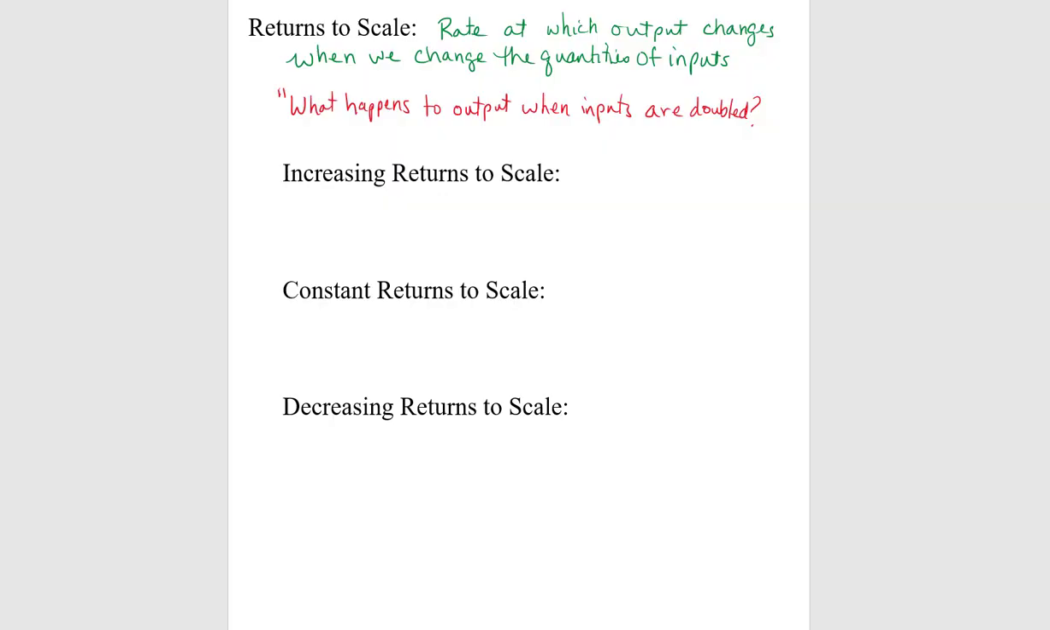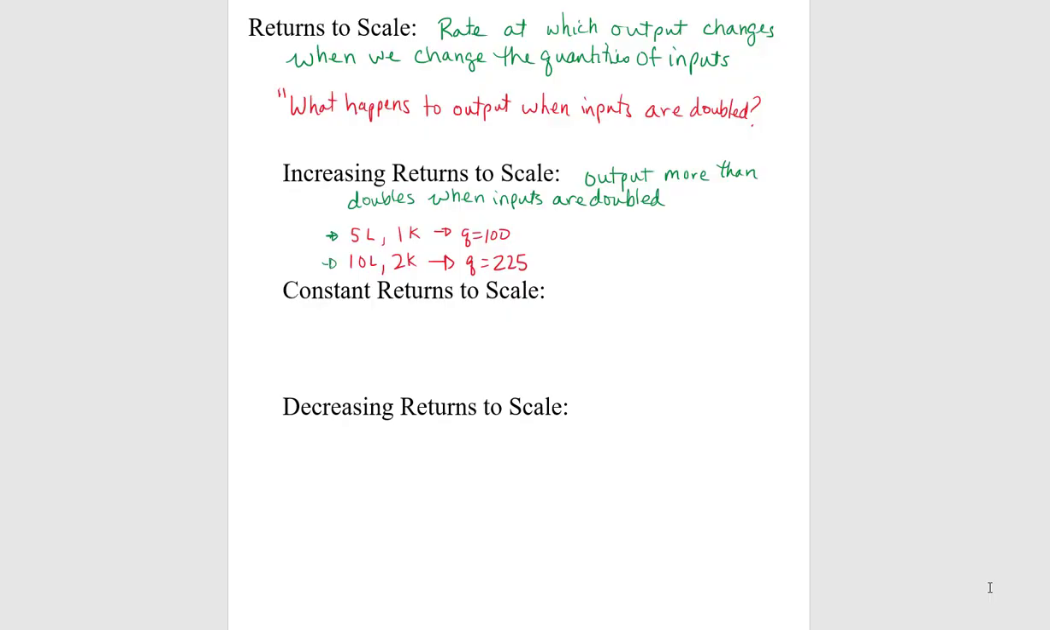So if I had 5 units of labor and 1 unit of capital, and I now have 10 units of labor and 2 units of capital, do I get lots more output, a little bit more output, or not very much more output? That's really how you can think about increasing, constant and decreasing returns to scale. For increasing returns to scale, we say output more than doubles when inputs are doubled. So for example, if we have 5 units of labor and 1 unit of capital, and that gives us 100 units of output, and we double that to say 10 units of labor and 2 units of capital, we're going to get more than 200 units of output.